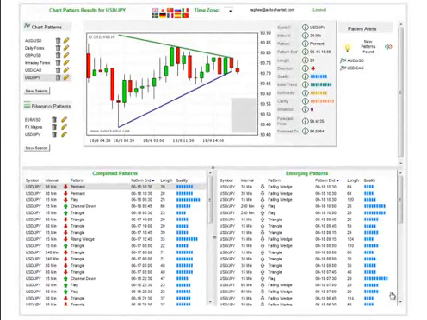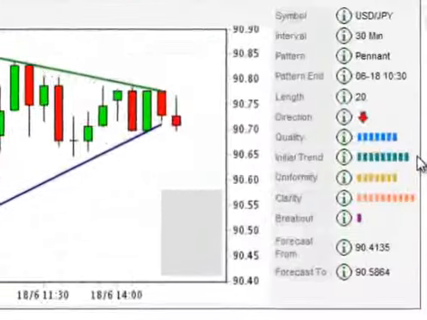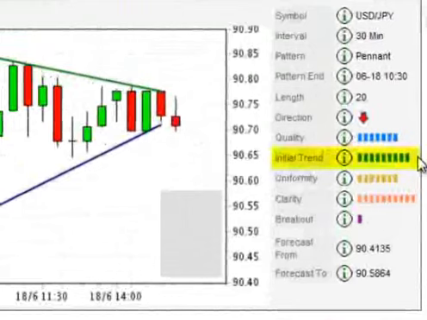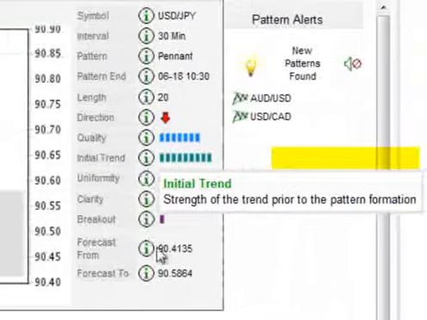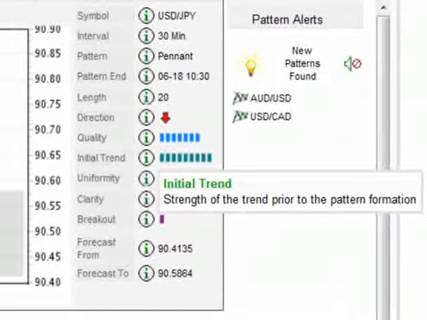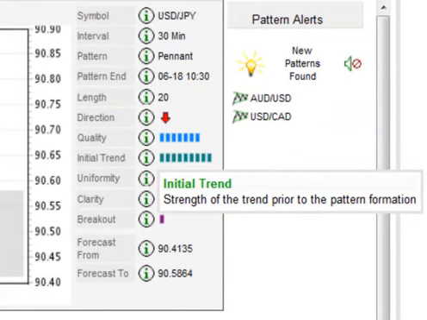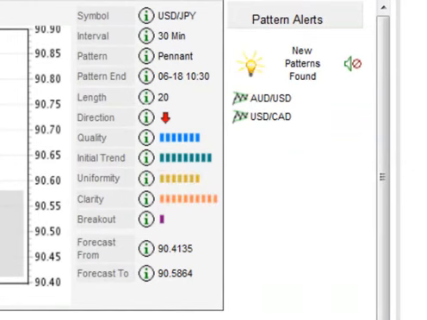The initial trend is a quality reading that accompanies each emerging and completed pattern. The initial trend is the strength of the trend prior to the pattern's formation. This means whatever the market direction was as the pattern was developing will influence the reading of this initial trend. The initial trend, as all quality indicators, can have a reading of 1 to 10 bars.